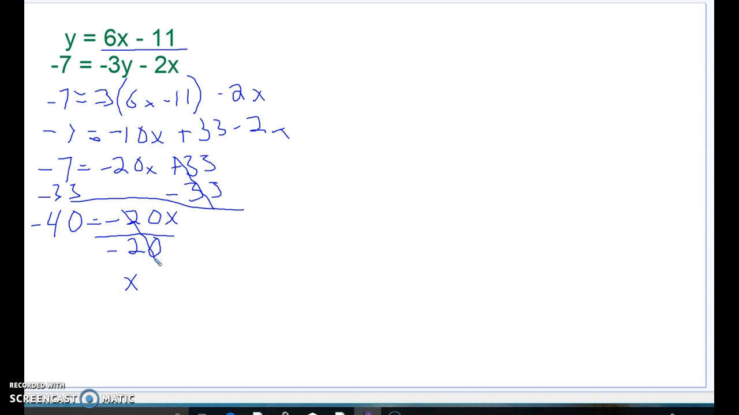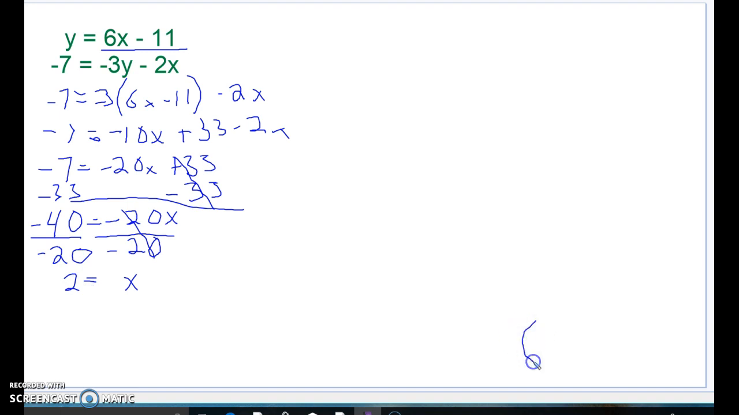The 20's go away, and what we do on one side of the equation, we have to do on the other side of the equation. So we're going to divide this side by negative 20 as well. We have negative 40 divided by negative 20, and a negative divided by a negative is going to be a positive. So we have 40 divided by 20, which is going to give us 2. So we have that x is equal to 2.